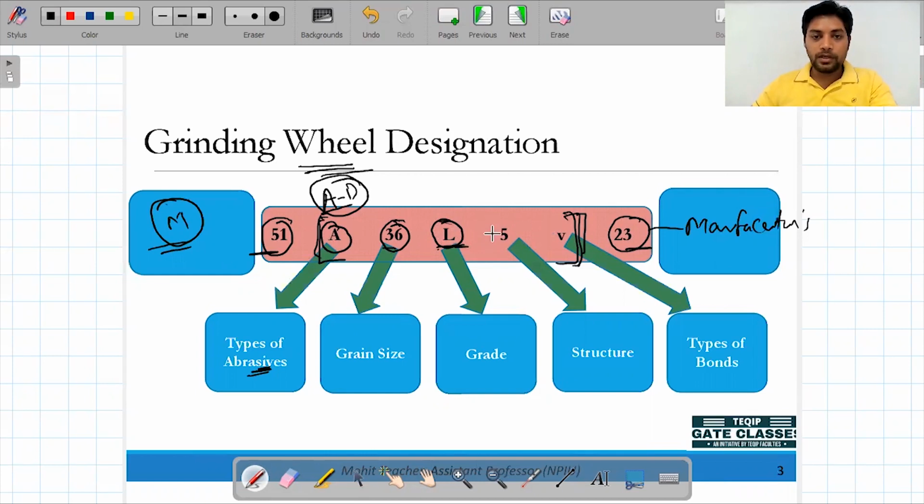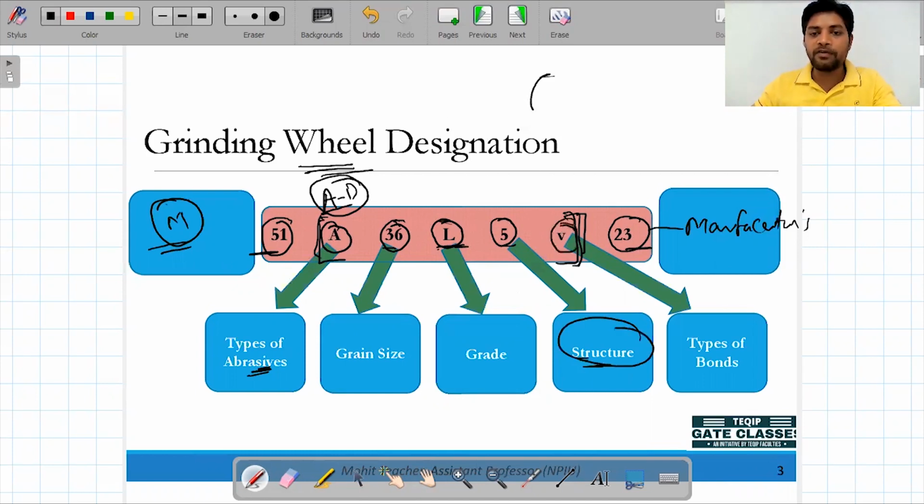So next to it, this is a number. This is defined as the structure. When we have a very small size of the abrasive particles, then the periphery has a large number. If we have a greater size, then at the periphery it is very small. Okay, I will explain that later. So this is the structure.